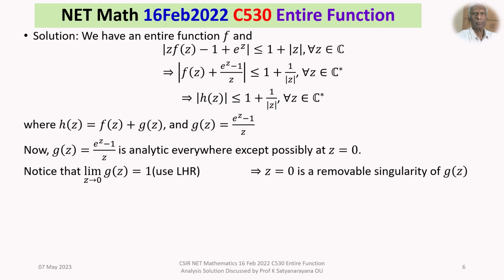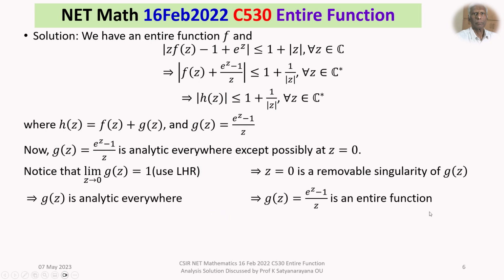We use L'Hopital's rule. That means limit z tends to 0, the derivative of e power z minus 1 is e power z, by the derivative of z is 1. So limit z tends to 0, e power z, that is e power 0, that is equal to 1. So this means z is equal to 0 is a removable singularity of g of z. It is analytic everywhere except possibly z is equal to 0. Now z is equal to 0 comes out as a removable singularity of g of z. Therefore, it is analytic everywhere and hence it is an entire function.